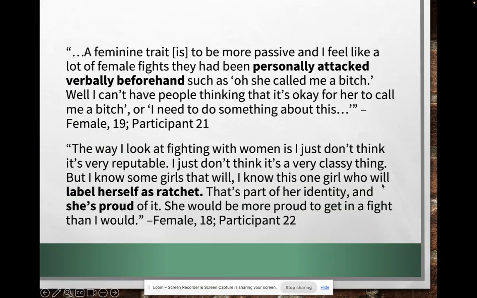And so here are some examples. A feminine trait is to be more passive. And I feel like a lot of female fights, they had been personally attacked verbally beforehand, such as, oh, she called me a bitch. Well, I can't have people thinking that it's okay for her to call me a bitch, or I need to do something about this. And again, I present details about who's talking when I give that transcript. And then another participant said, the way I look at fighting with women is I just don't think it's very reputable. I just don't think it's a very classy thing. But I know some girls that will. I know this one girl who will label herself as ratchet. That's part of her identity, and she's proud of it. She would be more proud to get in a fight than I would.